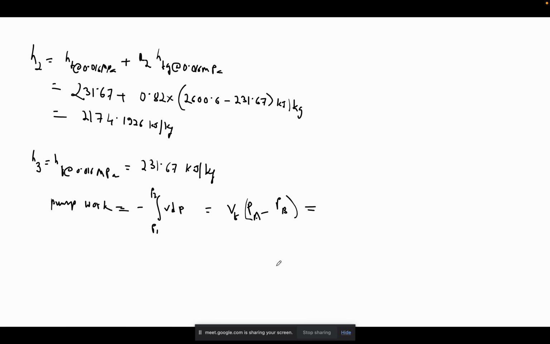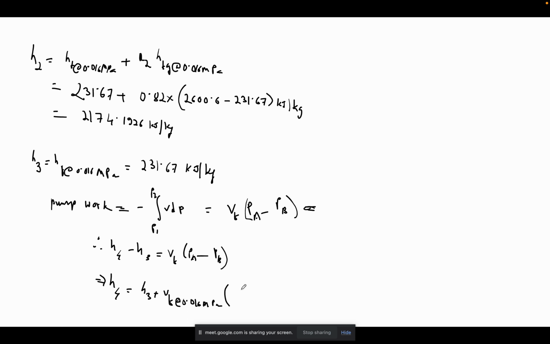What is VF? Basically VF at 0.016 megapascal, or even if you take the VF at the other pressure, it will not vary much, because the liquid specific volume does not change too much with pressure. Times PA minus PB.